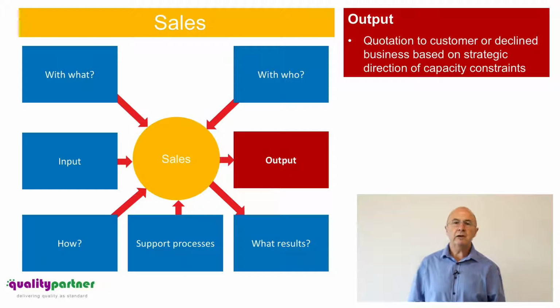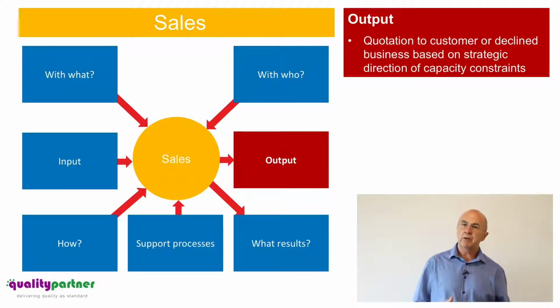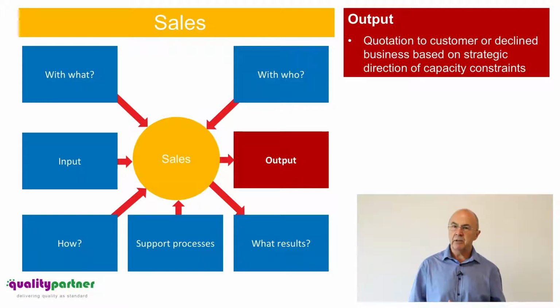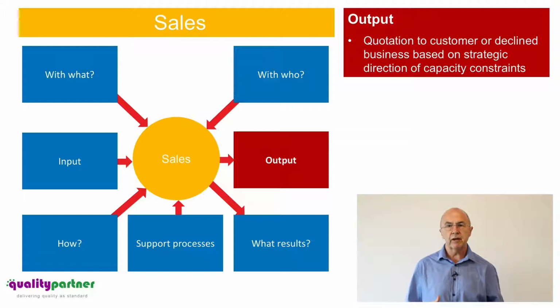Now let's take a look at the output of the sales process. Obviously, one of the outputs could be that we've done our feasibility review and we've decided that we are going to quote the customer. But maybe we've done our feasibility review and decided that we're going to decline the potential new business. This may be something that we've identified within the feasibility review, or it may be some of the risks that we've identified in working with a potential customer that has asked for the quotation.